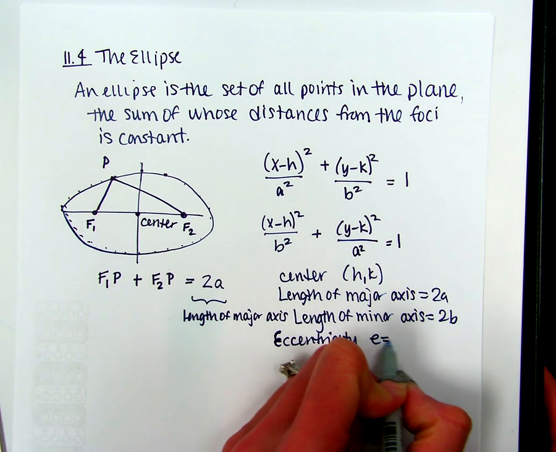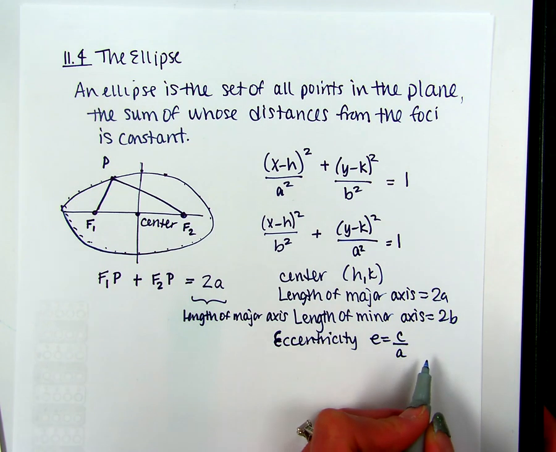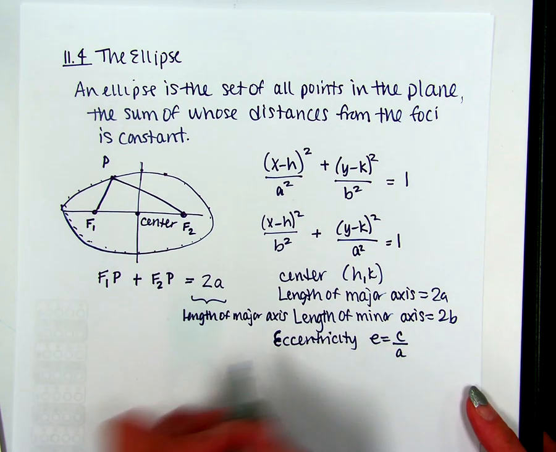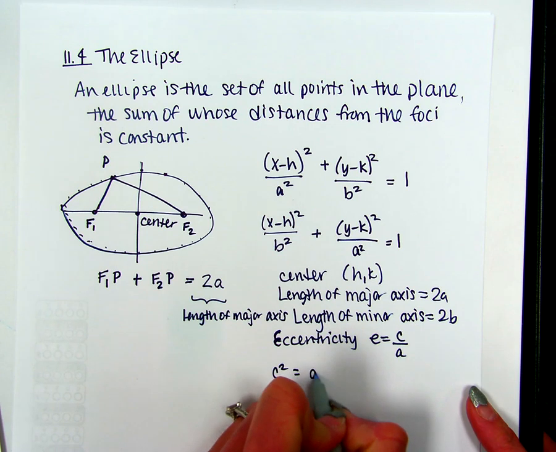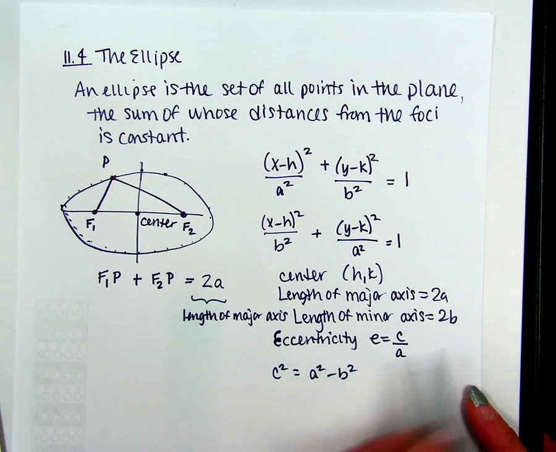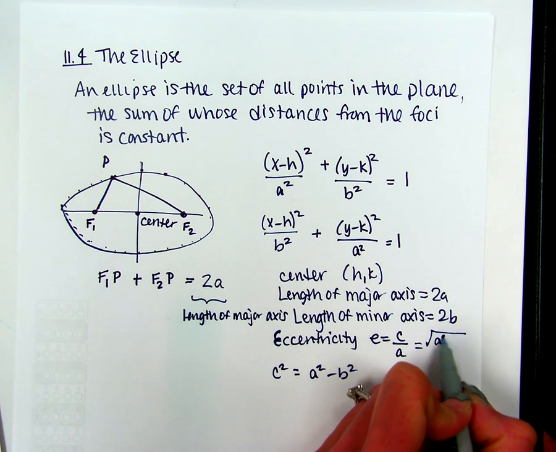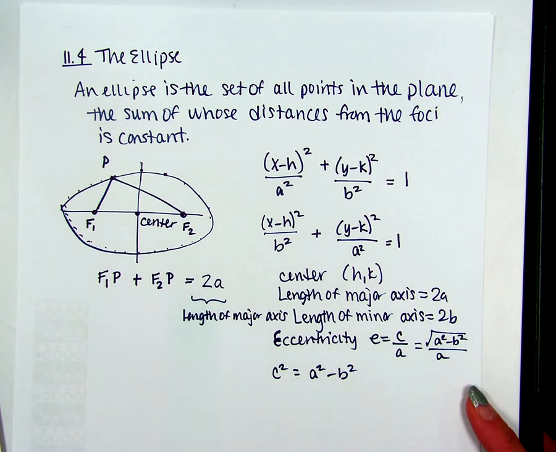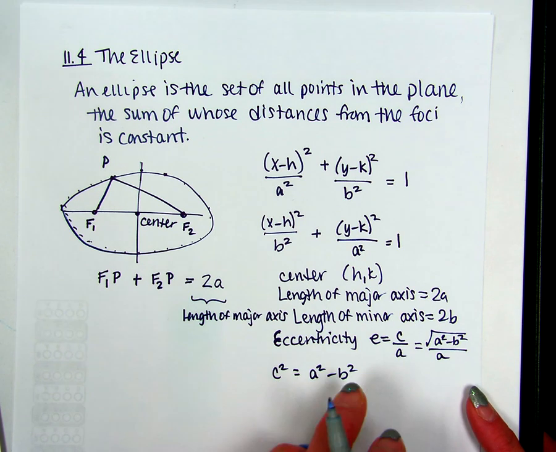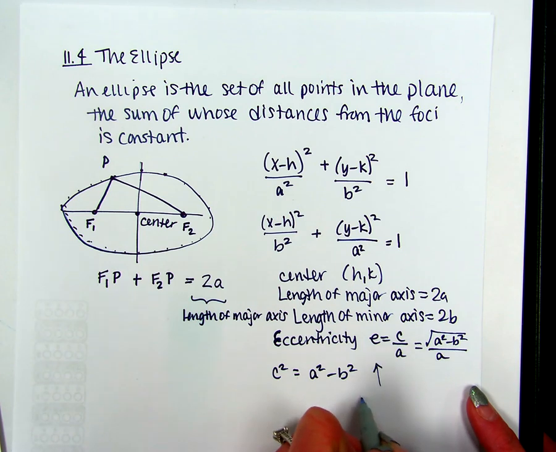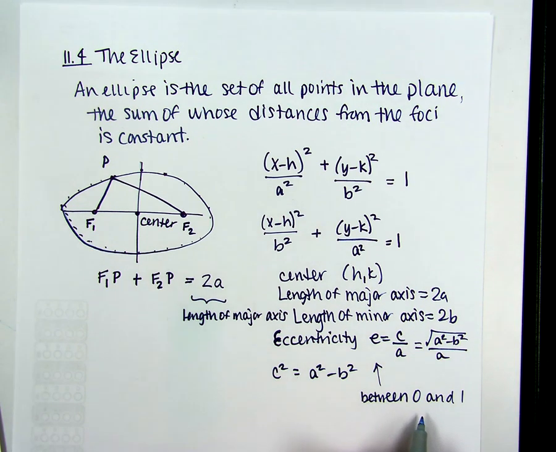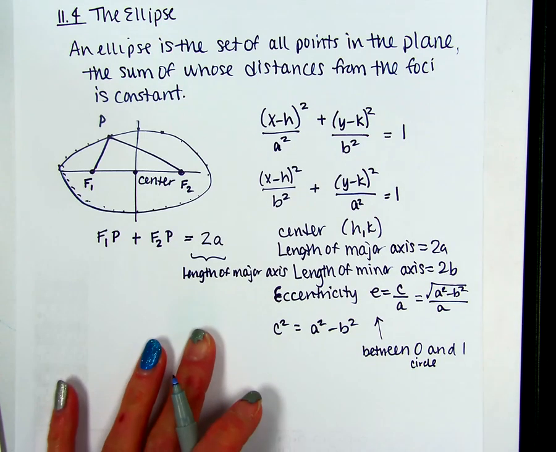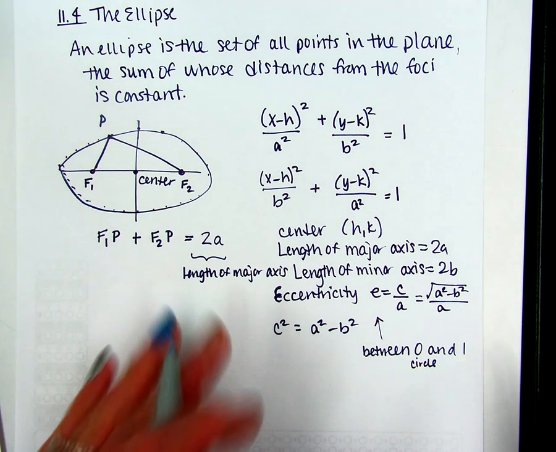The eccentricity is always going to be c over a. Now in an ellipse, c squared is equal to a squared minus b squared. So if you solve for c, this could also be written as the square root of a squared minus b squared, over a. The eccentricity should always be between 0 and 1. If it's exactly 0, then that's going to be a circle, which is an ellipse. It's kind of like how a rectangle is a square. No, a square is a rectangle, right?